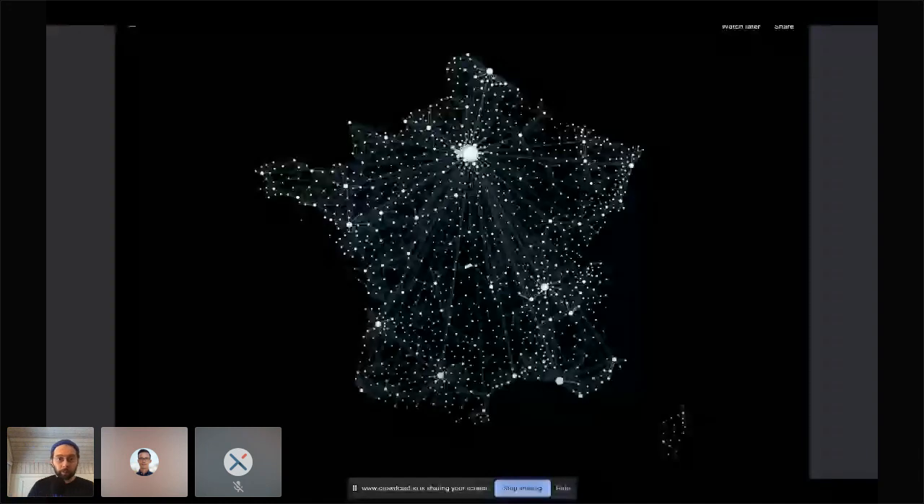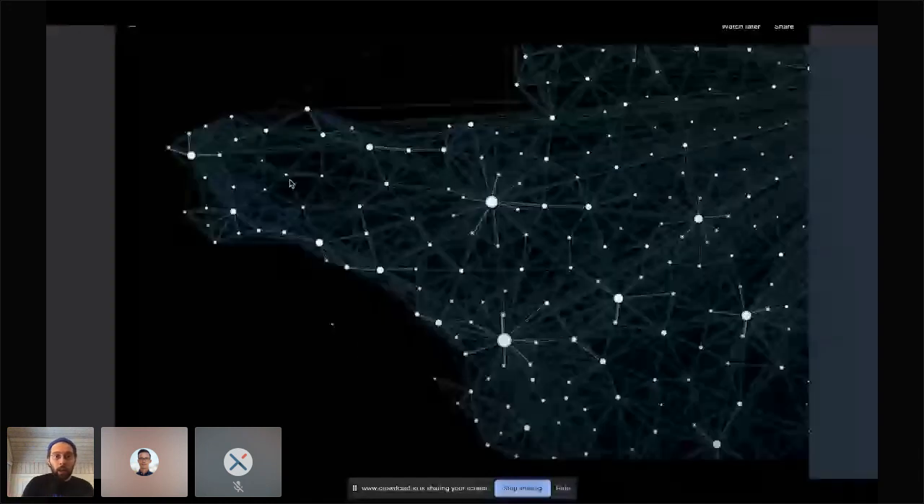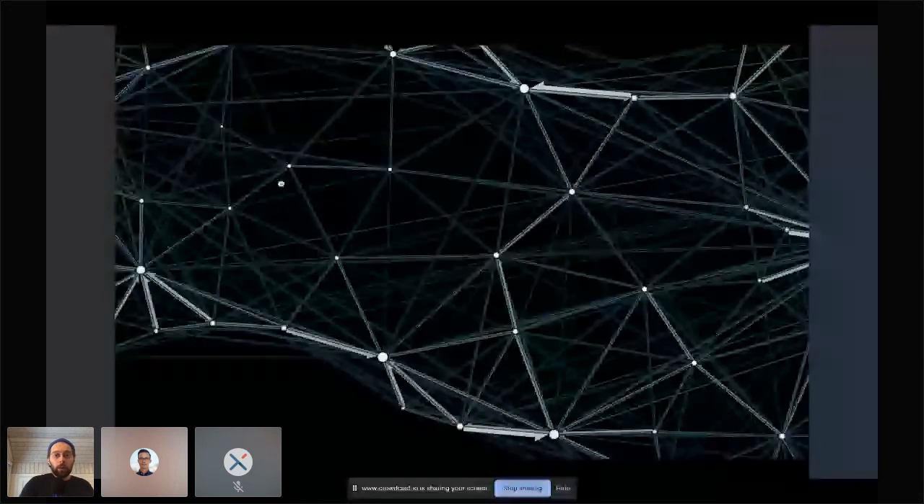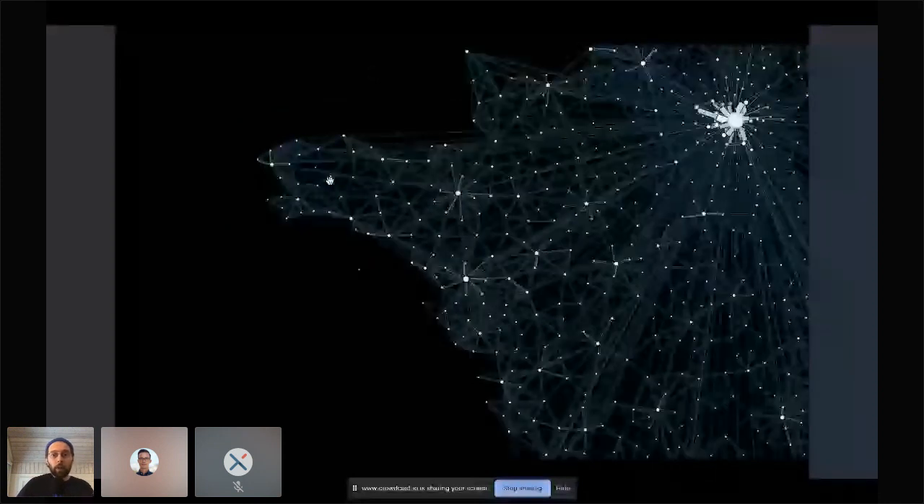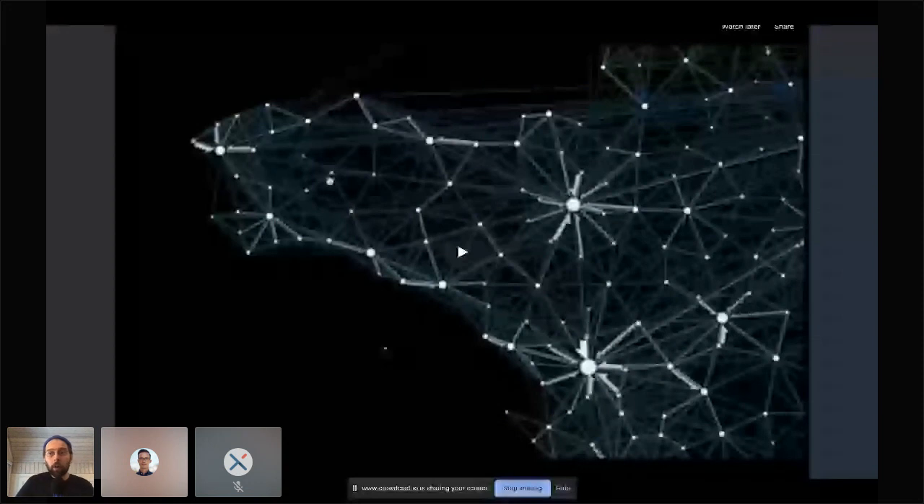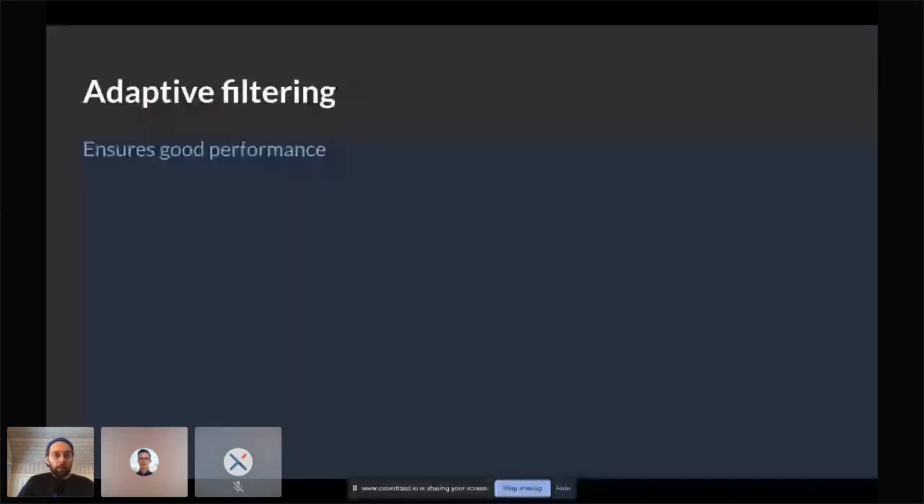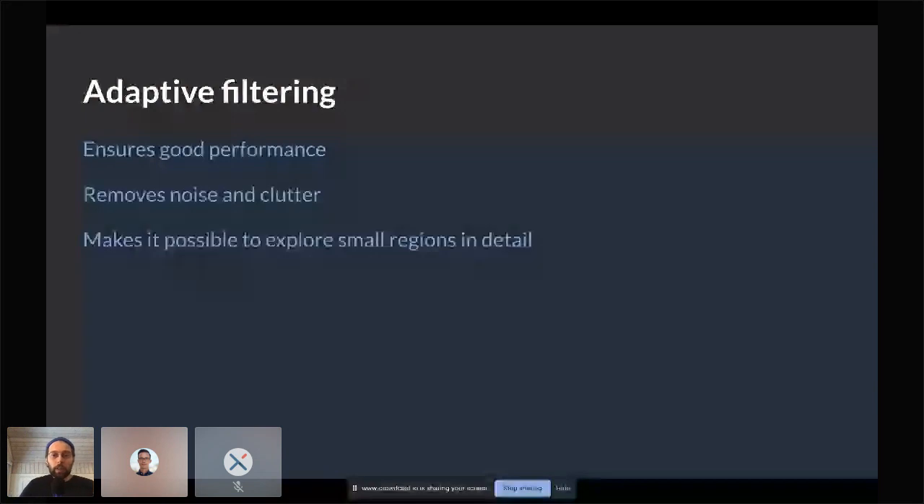Here's how it works. You see, when I'm zooming in, more arrows appear. When I'm zooming out, some arrows disappear. And also the scales adjust so that the largest arrow in the viewport gets the full width. So the adaptive filtering helps to ensure good performance, remove noise and clutter, and we can explore the small regions in detail.